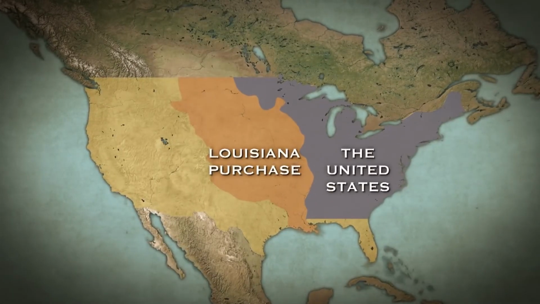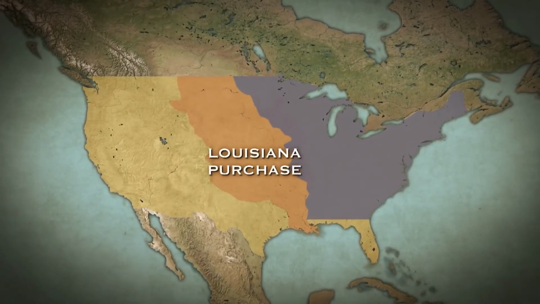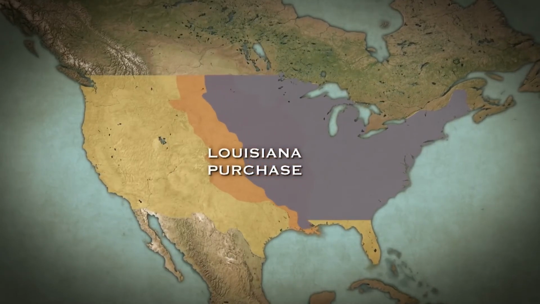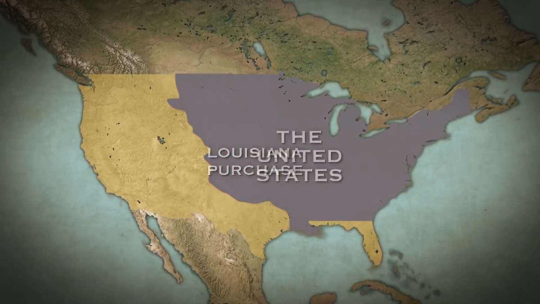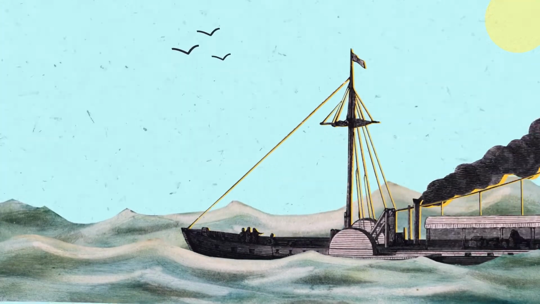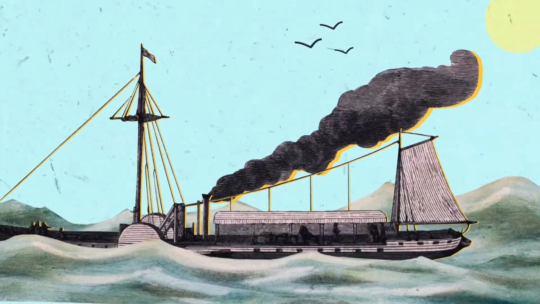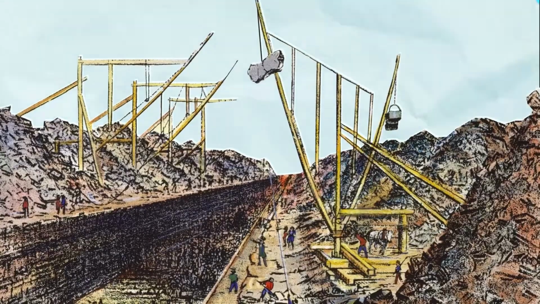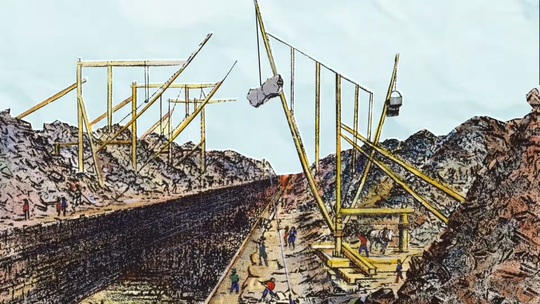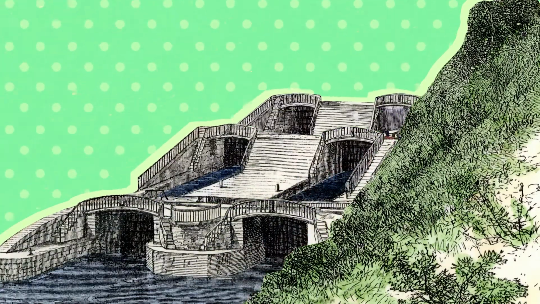The early 19th century saw the country expand rapidly westward, encouraged by policies like the Louisiana Purchase and the ideology of manifest destiny. As settlers moved west, new markets, natural resources, and infrastructure projects followed. Roads, canals, and eventually railroads began connecting distant parts of the country, creating the first truly national economy.